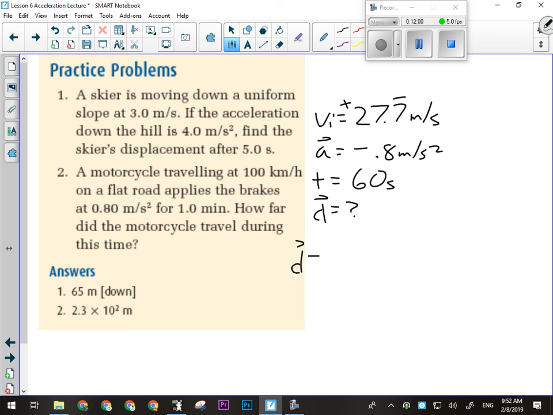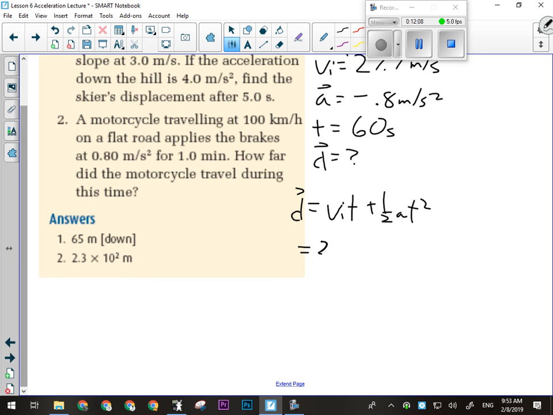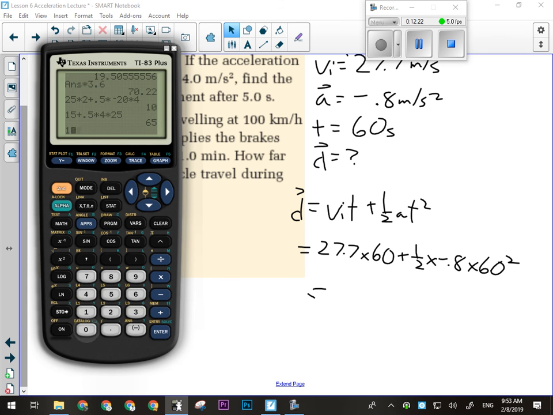So again, we don't have to manipulate the formula. VI times T plus 1/2 AT squared. We're just going to plug in our numbers and solve. So we'll have our 27.7 repeating times 60 seconds plus 1/2 times negative 0.8 times 60 squared. So 100 divided by 3.6. The reason I'm doing that is I want all those decimals. Remember, we want to keep all of those all the way through. So times 60 plus 0.5 times negative 0.8 times 60 squared.